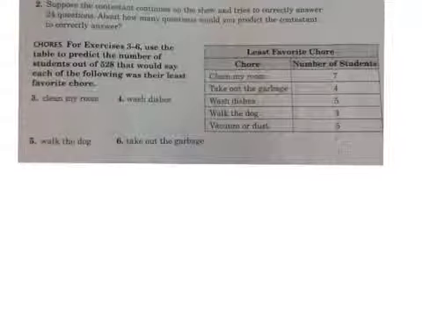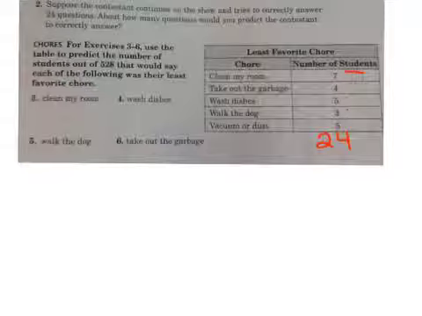So first we need to figure out how many students were surveyed. We need to know the size of our sample before we try to make any predictions. So we have 7 and 3 is 10, 5 and 5 is 10, so that makes 20. So we had 24 students surveyed. And so cleaning our room, we have 7. So for number 3, 7 out of 24 say cleaning their room is their least favorite chore.